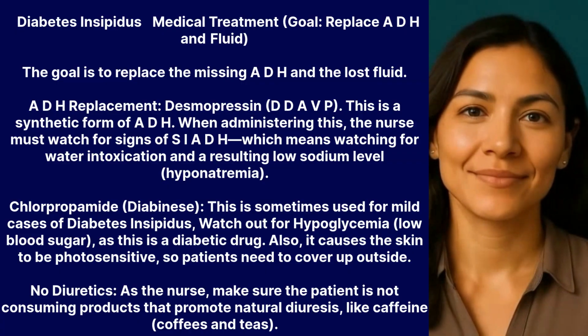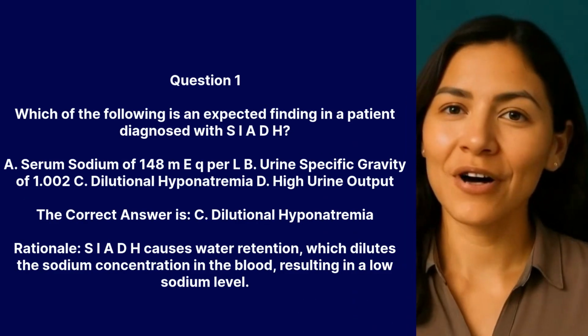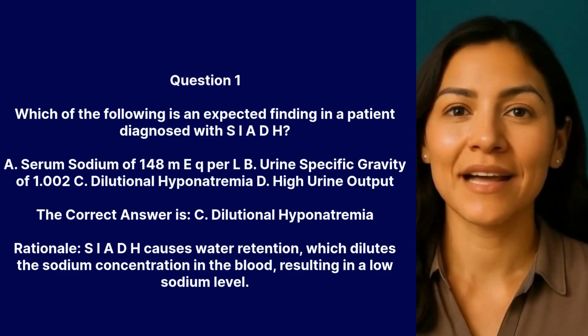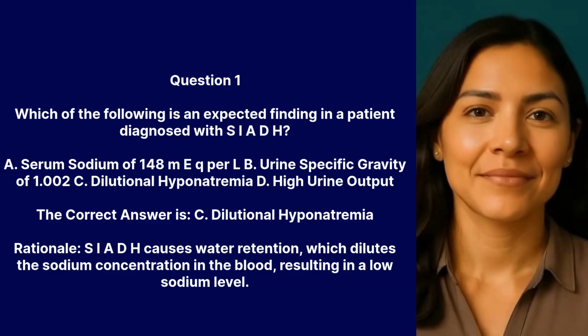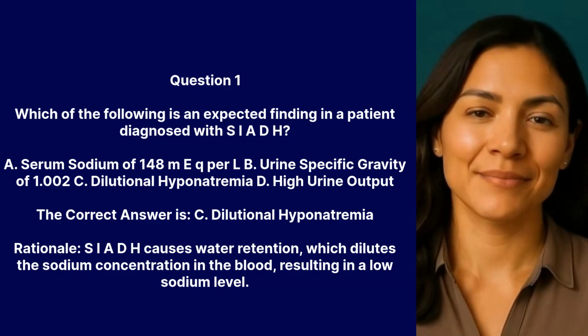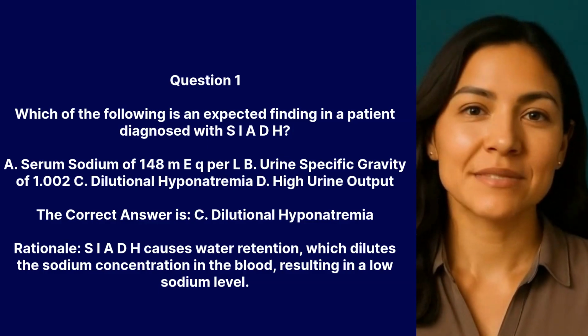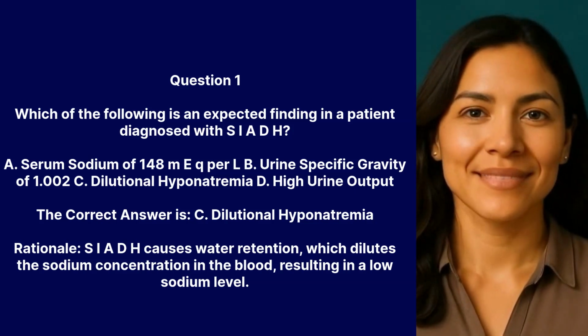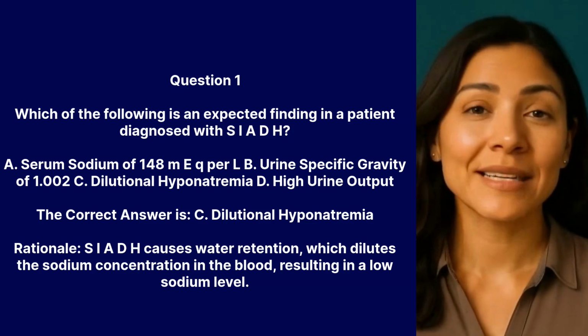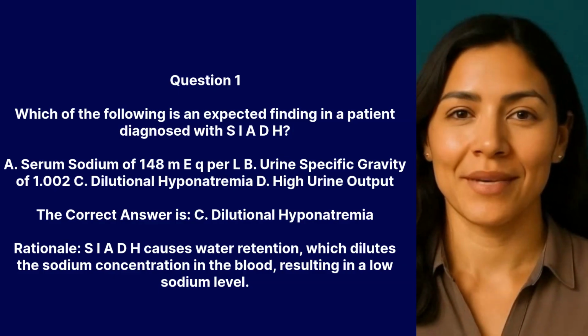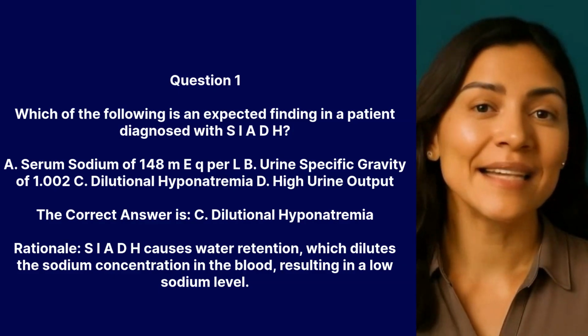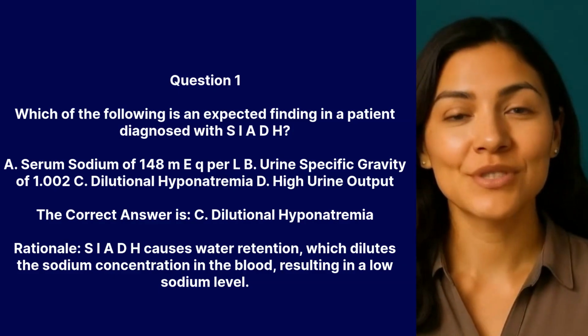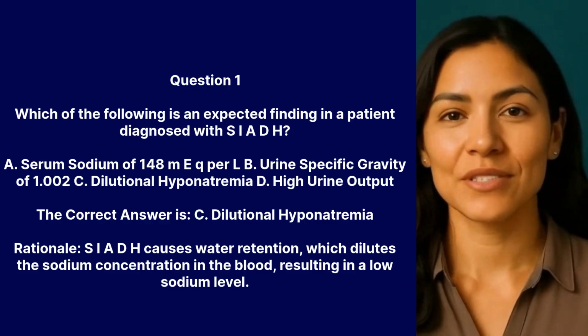All right, it is quiz time. Let's test your knowledge on the key concepts. Question 1. Which of the following is an expected finding in a patient diagnosed with SIADH? A. Serum sodium of 148 mEq per L. B. Urine specific gravity of 1.002. C. Dilutional hyponatremia. D. High urine output. The correct answer is C. Dilutional hyponatremia.